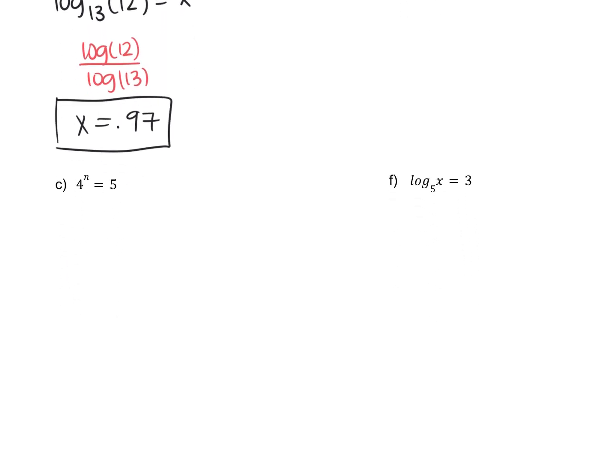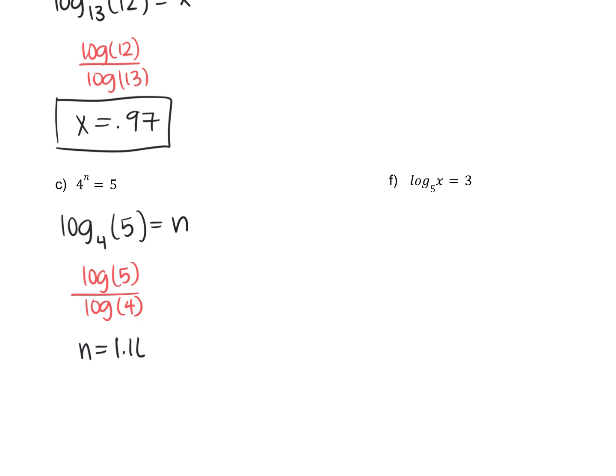For C, we have 4 to the n equals 5. So converting to a logarithm, log base 4 of 5 equals n. Using change of base, we do log 5 divided by log 4. And we're going to get that n equals 1.16.